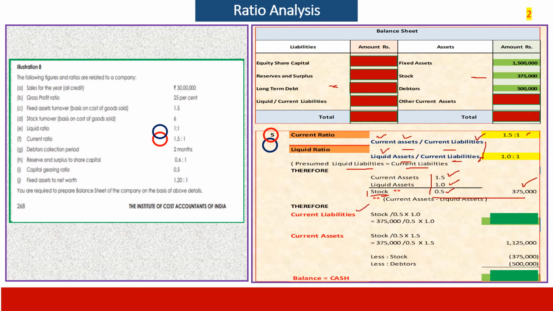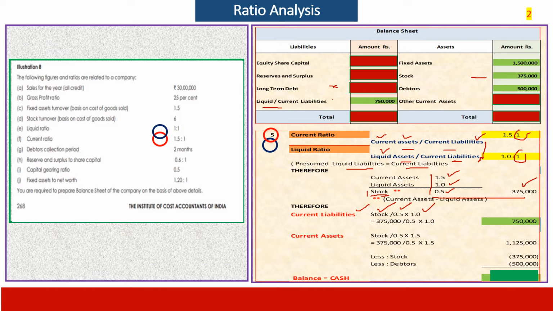Let us take current liabilities. What is the value of current liabilities? Current liability is 1. If stock is 0.5, how much is 1? It is double that amount. Current liabilities is stock divided by 0.5 becomes 7,50,000. 7,50,000 into 1 is 7,50,000. This is the current liability. We have got here liquid to current liabilities. We can post the figure here.